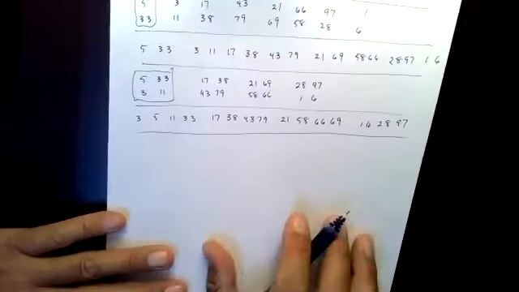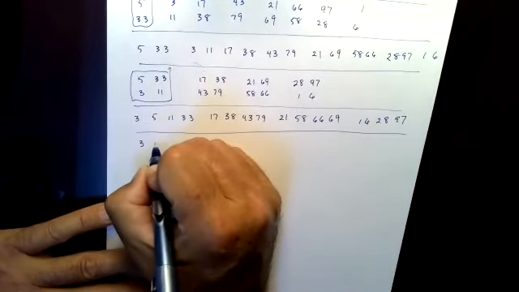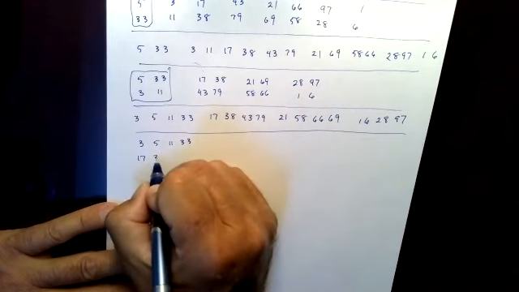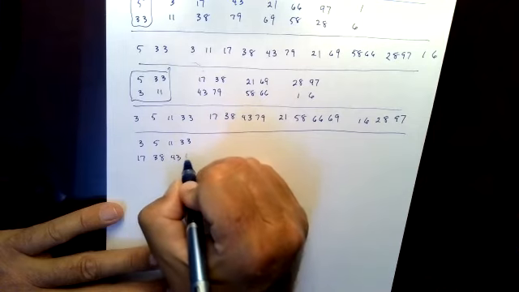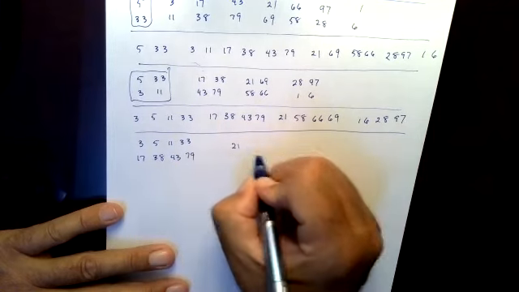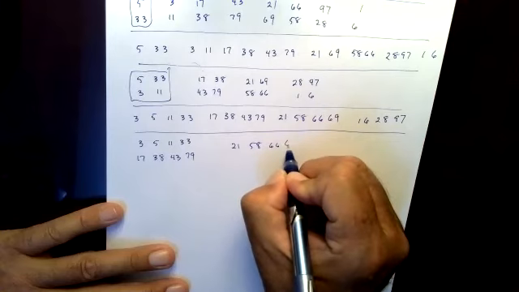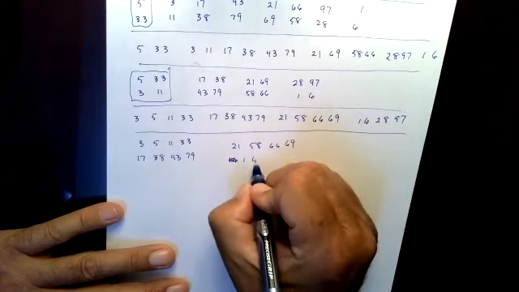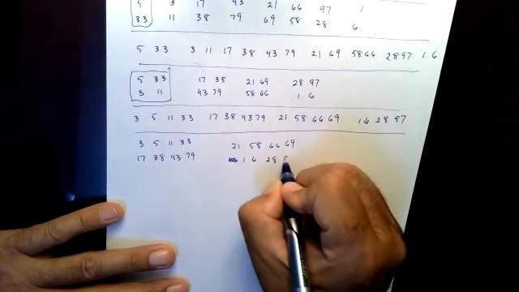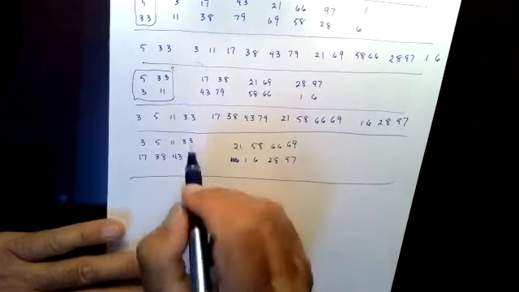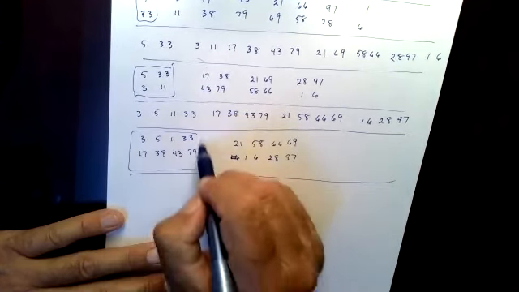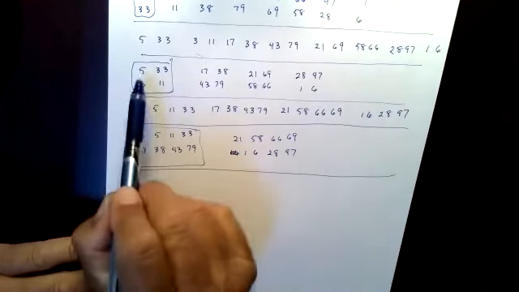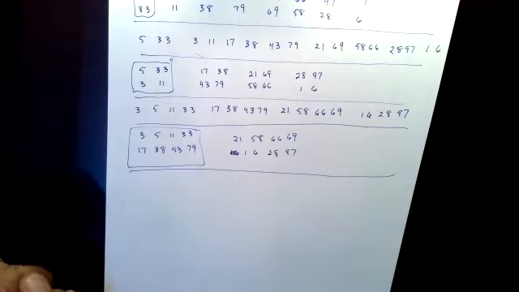Now I write my groups of 4: 3, 5, 11, 33, 17, 38, 43, and 79, 21, 58, 66, 69, 1, 6, 28, 97. So this time the lists that I'm merging are going to be of length 4 because I know they're sorted, just like up here I did them of length 2 because I know they're sorted.